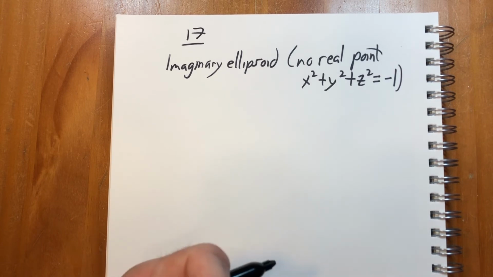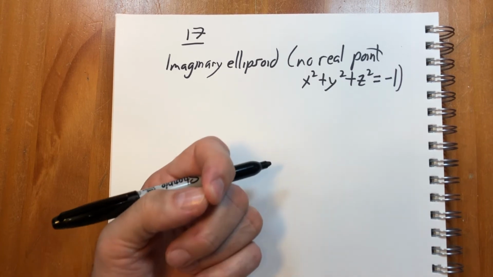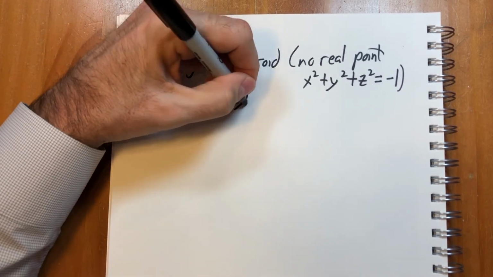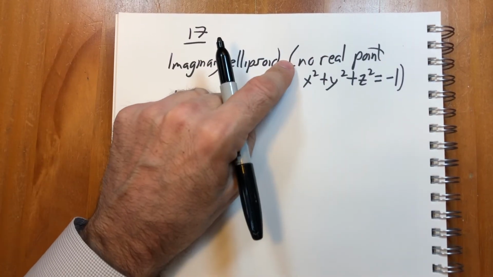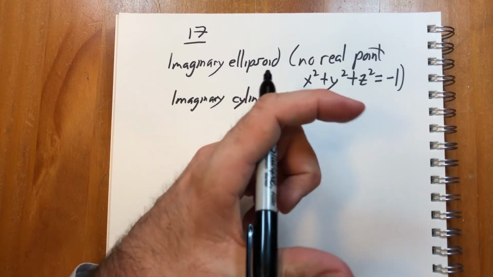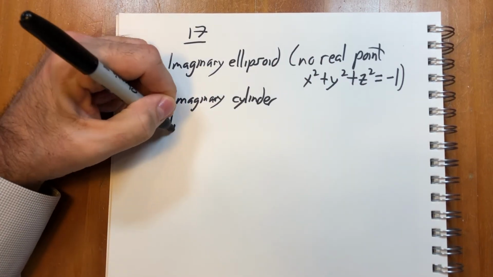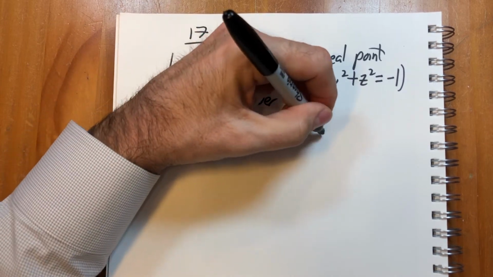If the radius of a circle is i, then what does that look like? Something to consider: there's an imaginary cylinder with, again, no real points, which is the same thing, but it would be a circle with an imaginary radius. It has no real points. An imaginary cone has 1 real point.